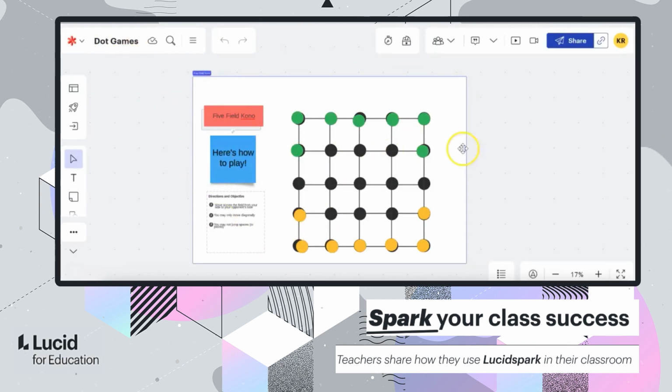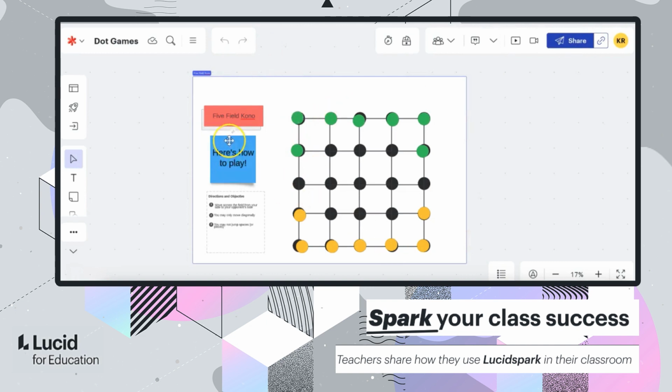These are paper games that we then have manipulatives for. And my students really like the games, but they can't take all of the pieces home. So I created a way that they could play these at home. So I could share this with them and then they could play the games at home.